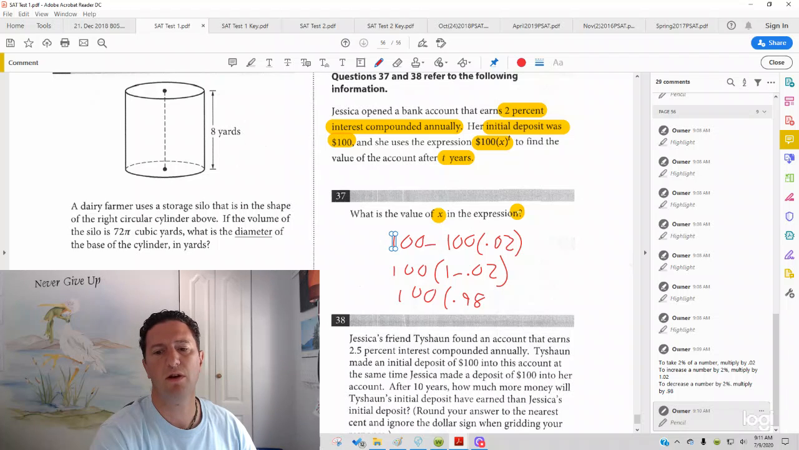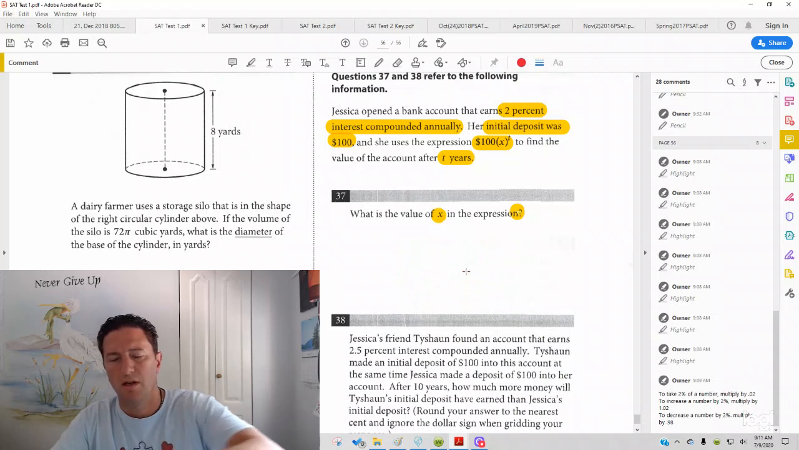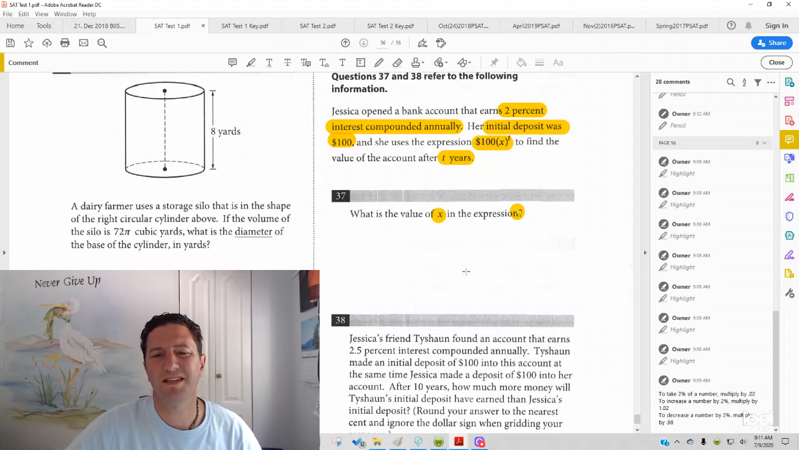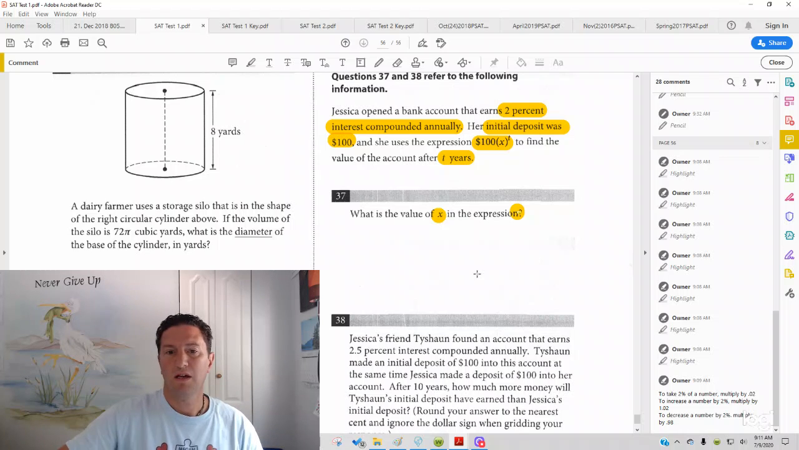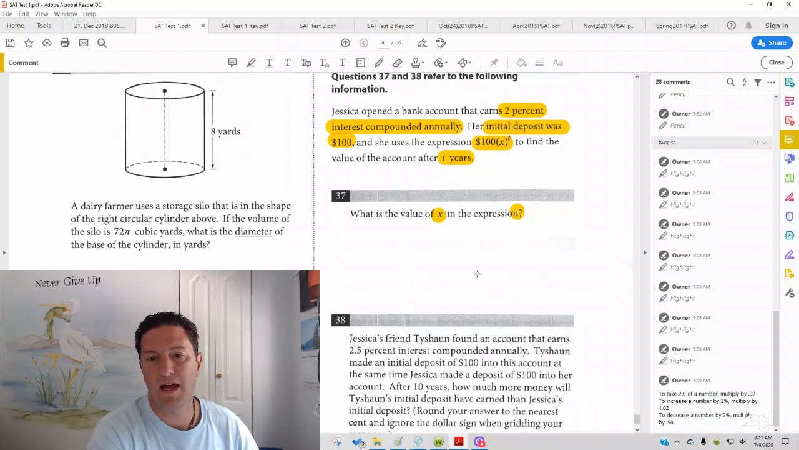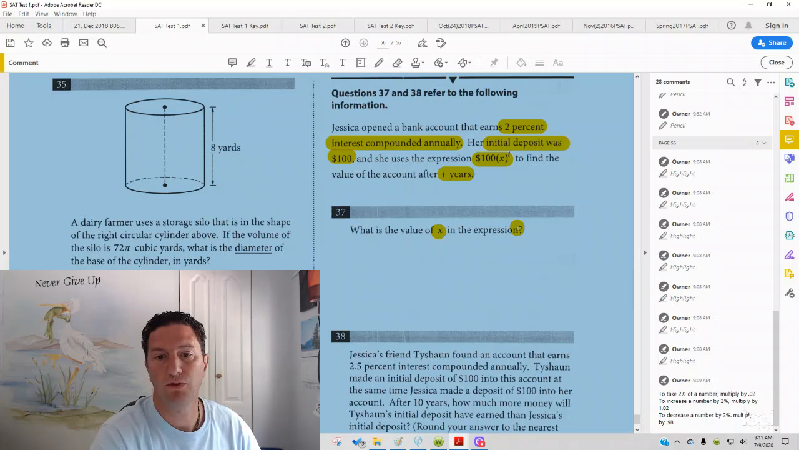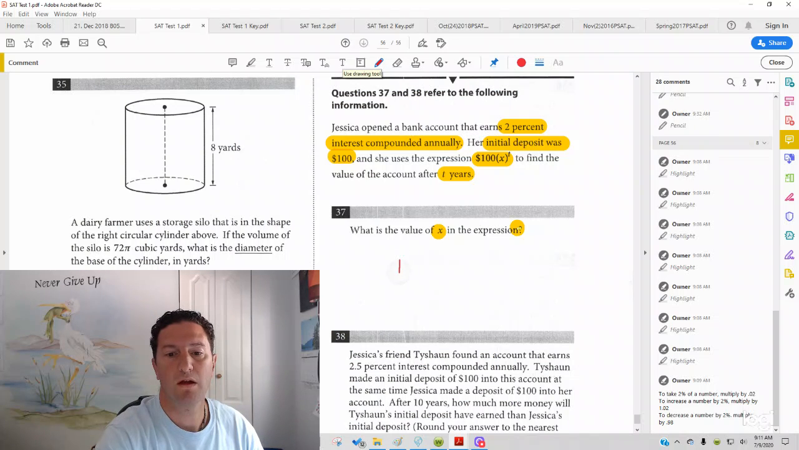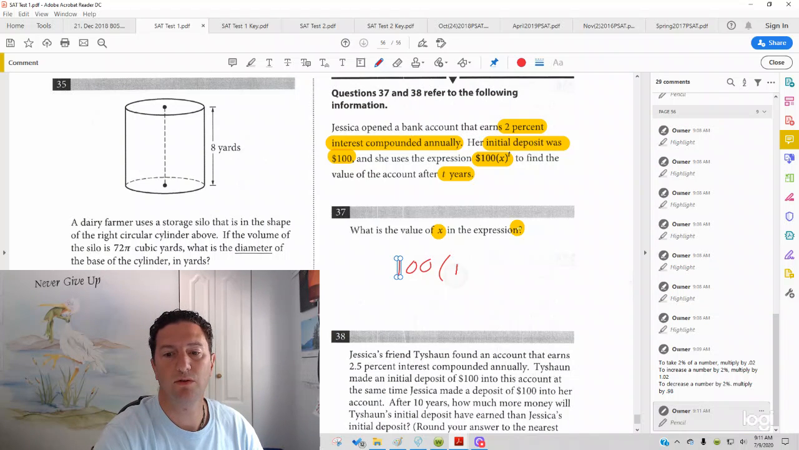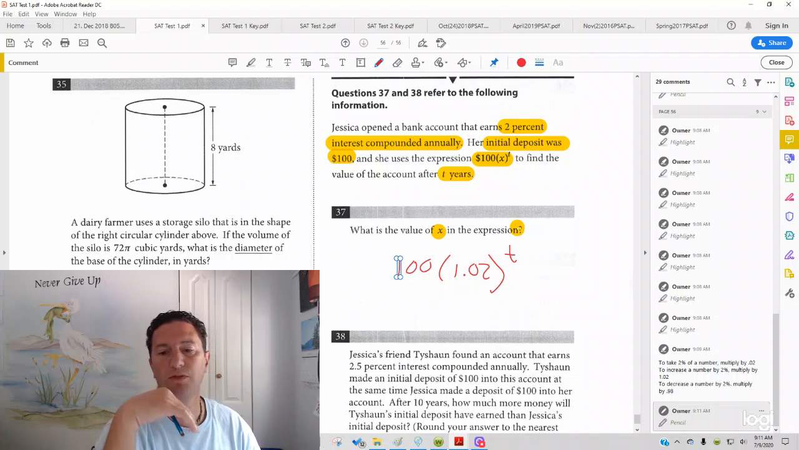Now, you never have to do this proof. All you have to do is remember the rule, and then you're good to go. As long as you know that rule, there's essentially no work to be done here, because you're going to gain 2% annually. So you would multiply that 100 times 1.02 to the t, and t would just be your number of years.